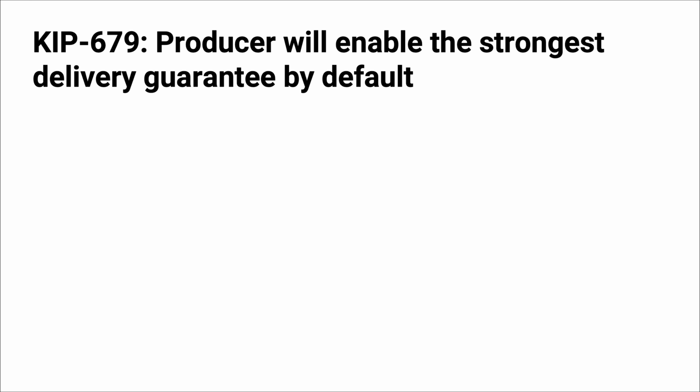Now, if you remember 2.8 and the video for that where I was out in the woods pretending to be David Attenborough, you might be thinking, Tim, we already covered KIP 679, that was in 2.8, and you would be 100% correct. What 679 did was enable the strongest producer guarantees by default. That is, enable idempotency set to true and acks set to all by default.